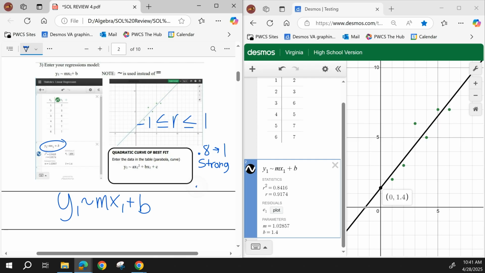Somewhere in the 0.5 to 0.7 range, that's a moderate relationship. And anything less than 0.5, I would say, is weak. And that is true about the negatives. So negative 0.8 is strong. Negative 0.5 is moderate. Negative 0.4 is weak. If that r value was a 0, that would mean there was no relationship.